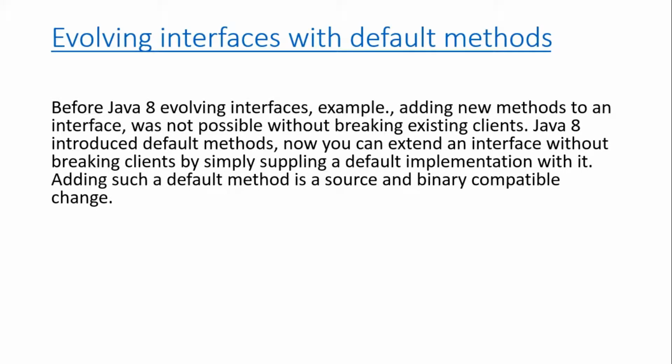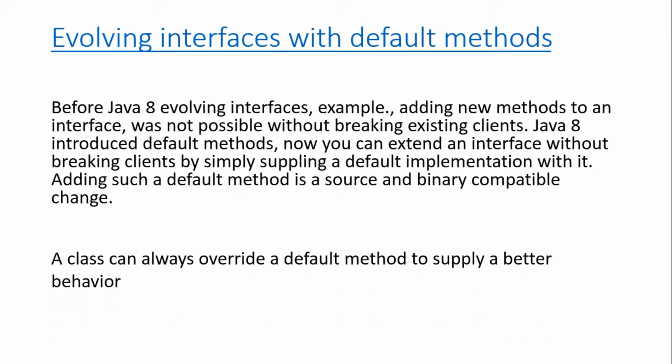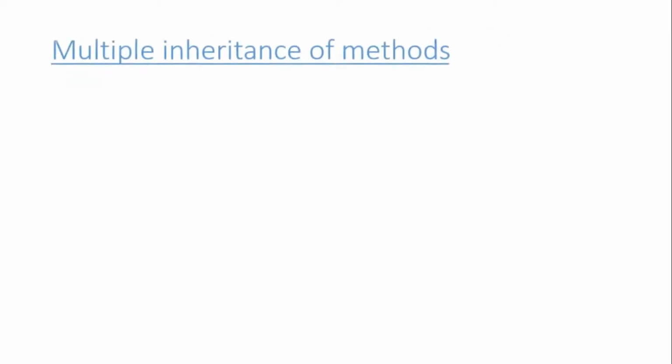Before Java 8, evolving interfaces, for example adding new methods to an interface, was not possible without breaking existing clients. Java 8 introduced default methods. Now you can extend an interface without breaking clients by simply supplying a default implementation with it. Adding such a default method is a source and binary compatible change. A class can always override a default method to supply a better behavior.